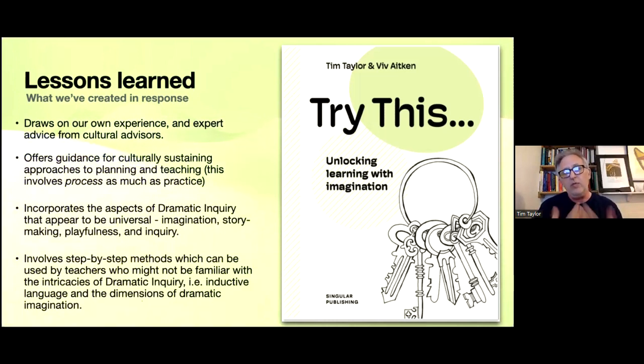That we hope people who both know how to use dramatic inquiry and understand some of the technical components of dramatic inquiry, the conventions of dramatic action and inductive language and other things, will be able to use this book. But we're also hoping that it will reach people who perhaps don't have that technical understanding, people who are at the beginning of their journey, and it will be a kind of entry point for them.